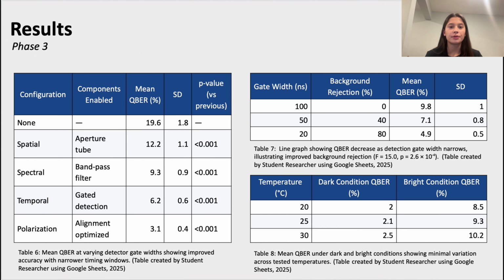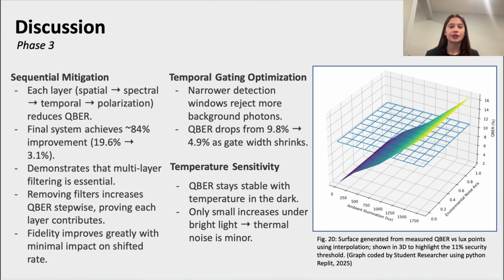Each mitigation layer produced a significant reduction in QBER. Without filtering, QBER averaged 19.6%, while a full mitigation system reduced errors to 3.1%, an improvement of approximately 84%. Temporal gating produced one of the largest reductions, and temperature was found to have a minimal impact on performance. The results demonstrated that layered mitigation is essential for maintaining secure QKD in realistic environments.